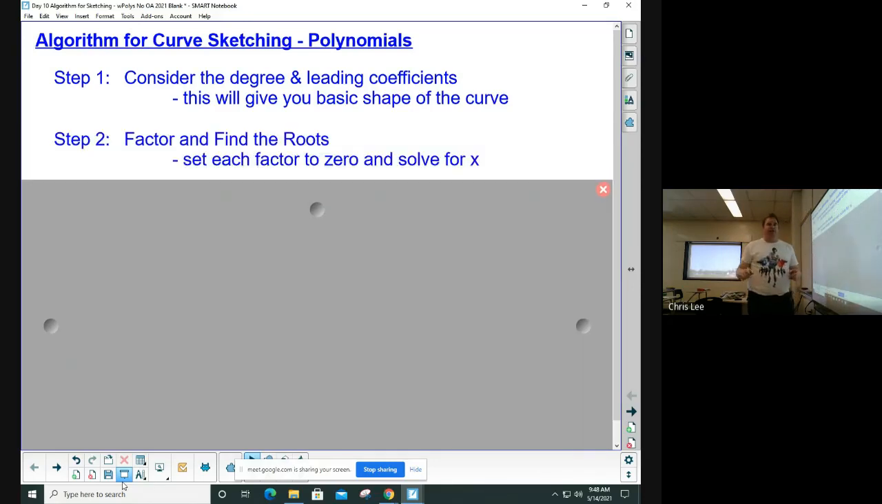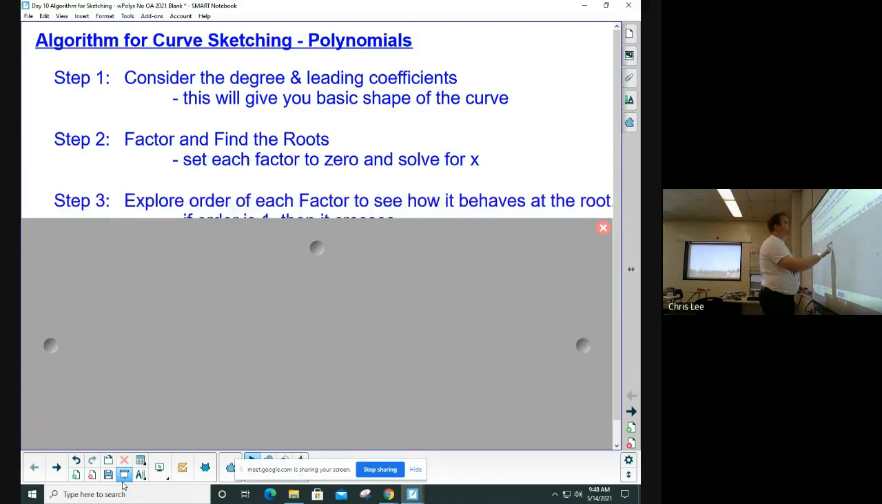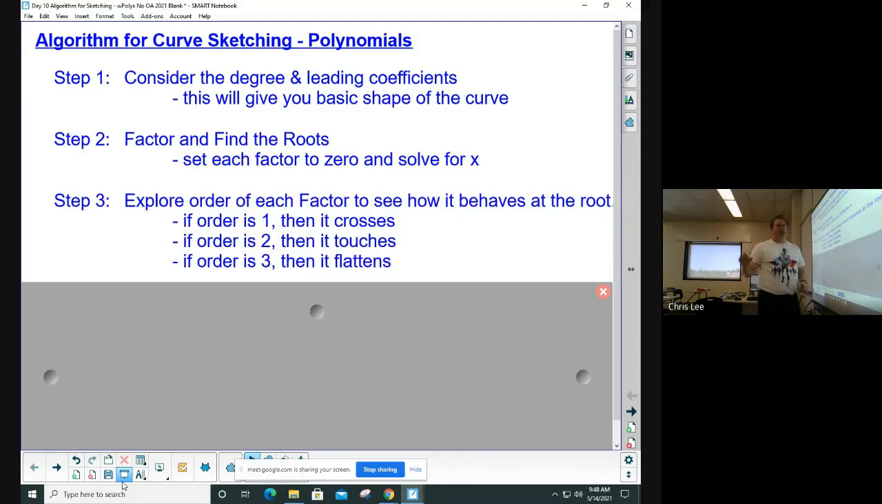Factor and find the roots, so you can see all those x-intercepts. Set each factor to 0 and figure out what it's going to do with the roots. Then you explore the order at each of those points. Is it going to cross, meaning the order is 1, so the line goes through? Is it going to touch? When it's x squared, remember it bounces off the root, either comes up like this or down like this, or x cubed is going to flatten.